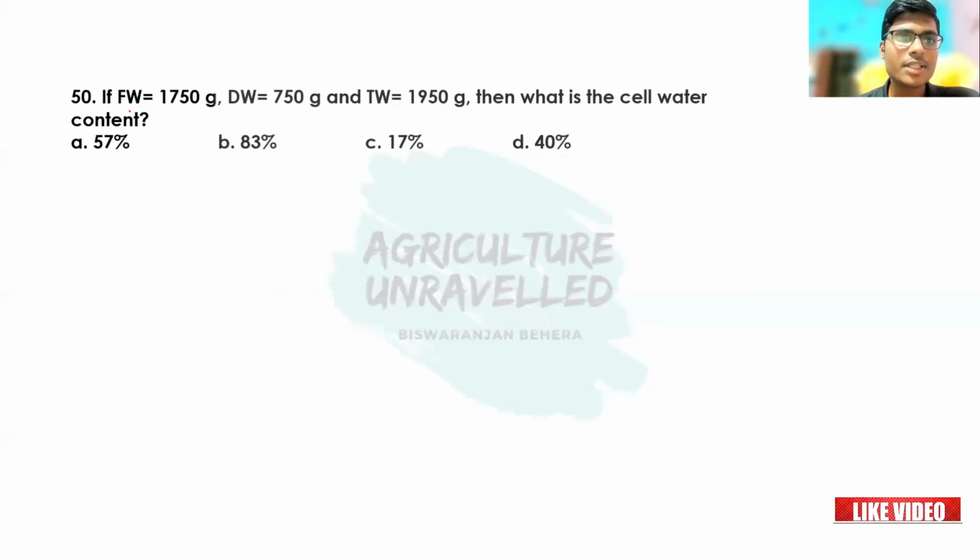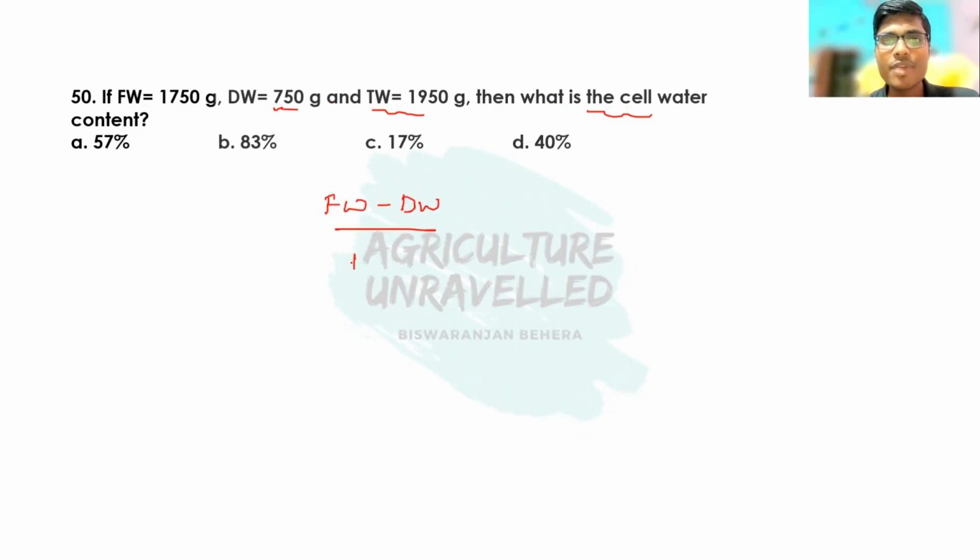Then coming to the next question: if fresh weight is 1750 gram, dry weight is 750 gram, and turgid weight is 1950 gram, then what is the cell water content? The question is very simple and the formula is also very simple. The formula of cell water content is fresh weight minus dry weight, divided by fresh weight, into 100. There is a slight difference between the soil moisture content formula and the cell water content formula. For soil, the formula was fresh weight minus dry weight by dry weight into 100. This formula is for soil moisture content.